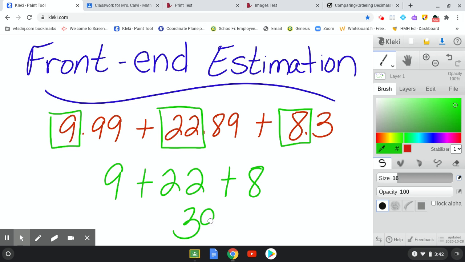Okay, front end estimation is pretty easy. You drop your decimal. You just take the whole number from each number and do whatever operation it is they're telling you to do. In this case, it was addition.